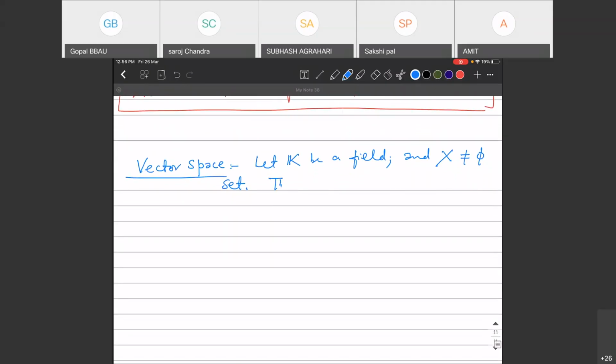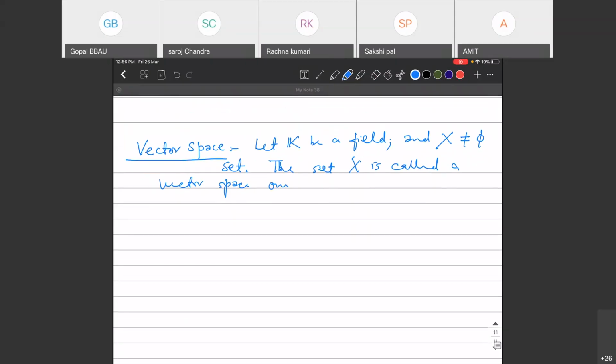Okay, the set X is called a vector space over the field K if there exist two operations, meaning two functions.